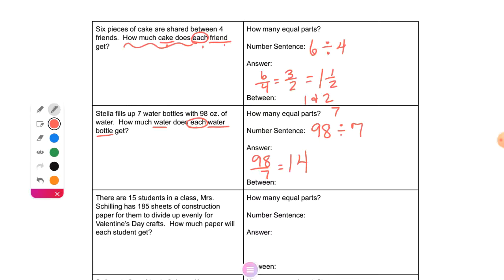Yeah, so it is a whole number. Typically, when we're telling what it's between, it's a mixed number. This one, I'm not worried about the between. If you wrote 14, you're good. If you wrote that 14 is between 13 and 15, you're good. That's usually a question if your answer is a mixed number, and this one came out as a whole number. Okay, so each water bottle gets 14 ounces of water.